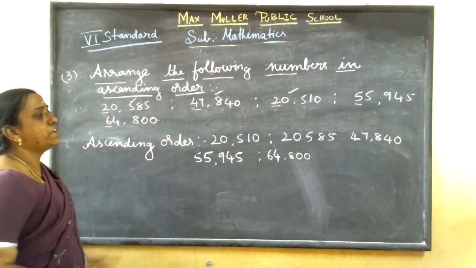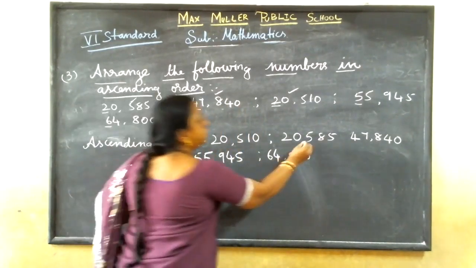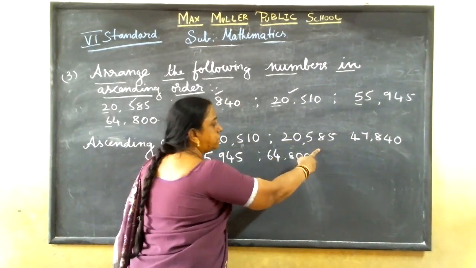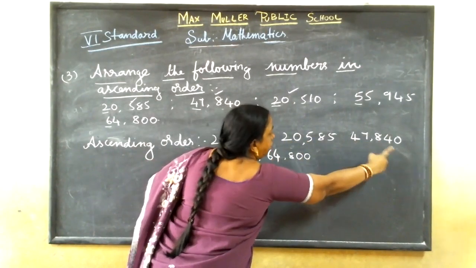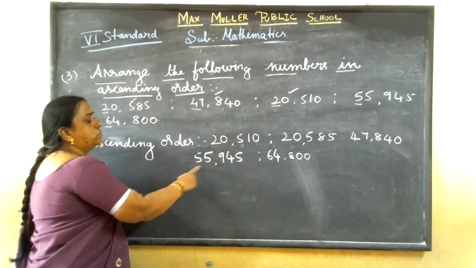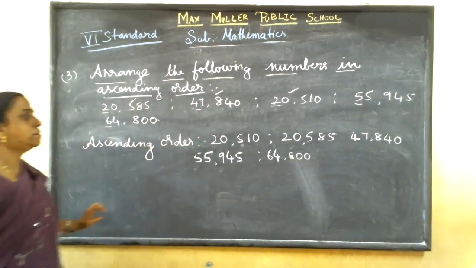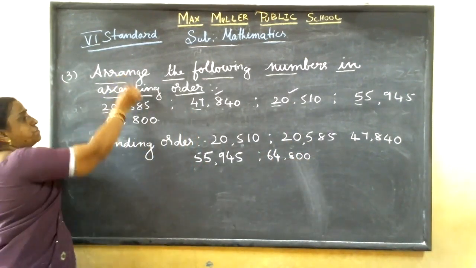Now, how we arrange ascending order? Just I'll read the number: 20,510, 20,585, 47,840, 55,945, 64,800. Clear? I'll give some homework, same heading.